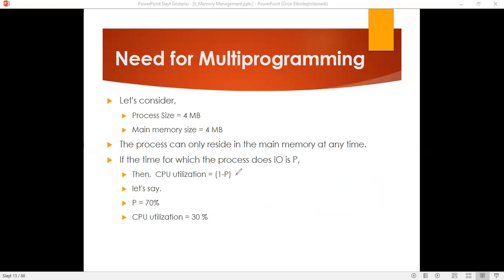Okay. So if it is one process, it is P. If it is two processes, it will be P square. P to the power 2.